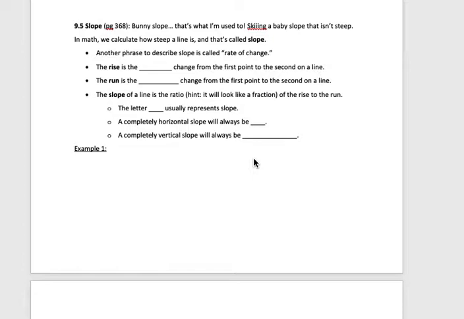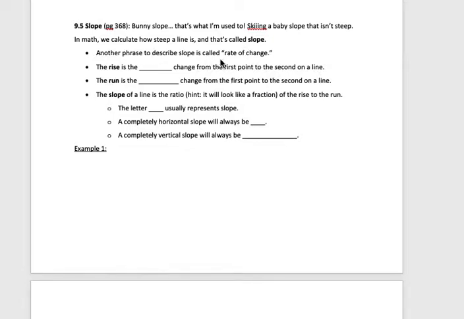So here in your notes, I wrote bunny slope. That's what I'm used to. When I went skiing that one time in Pennsylvania, I did the bunny slope. So skiing a baby slope that isn't steep.